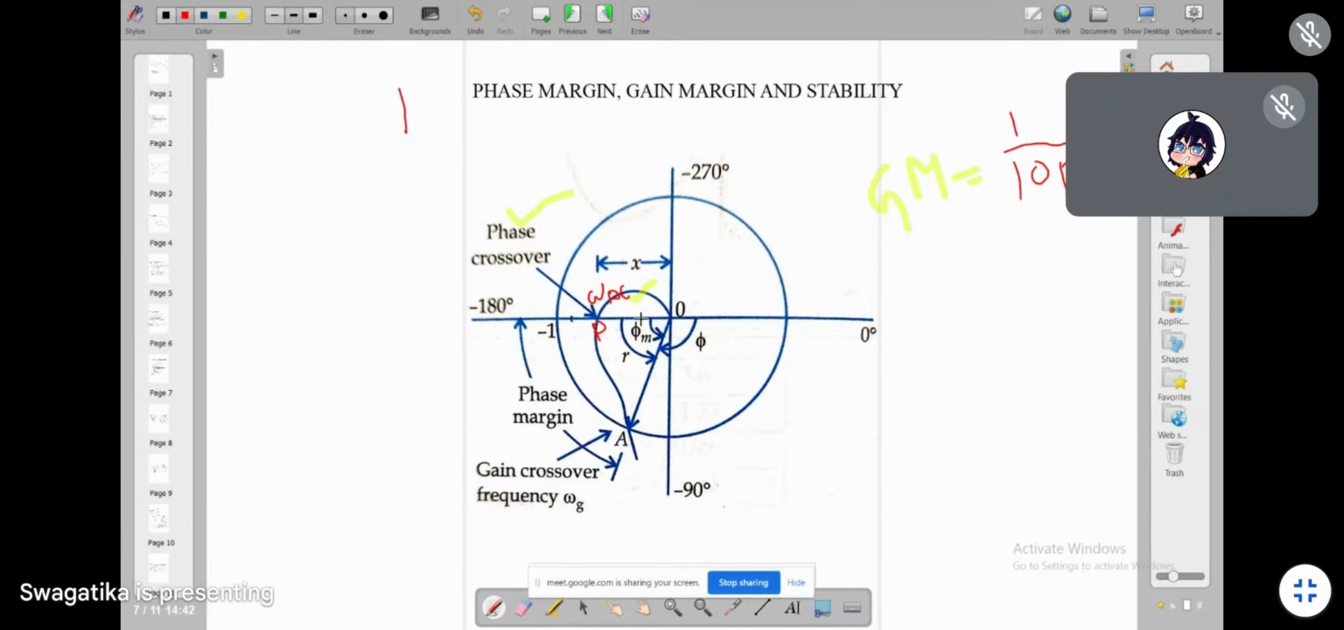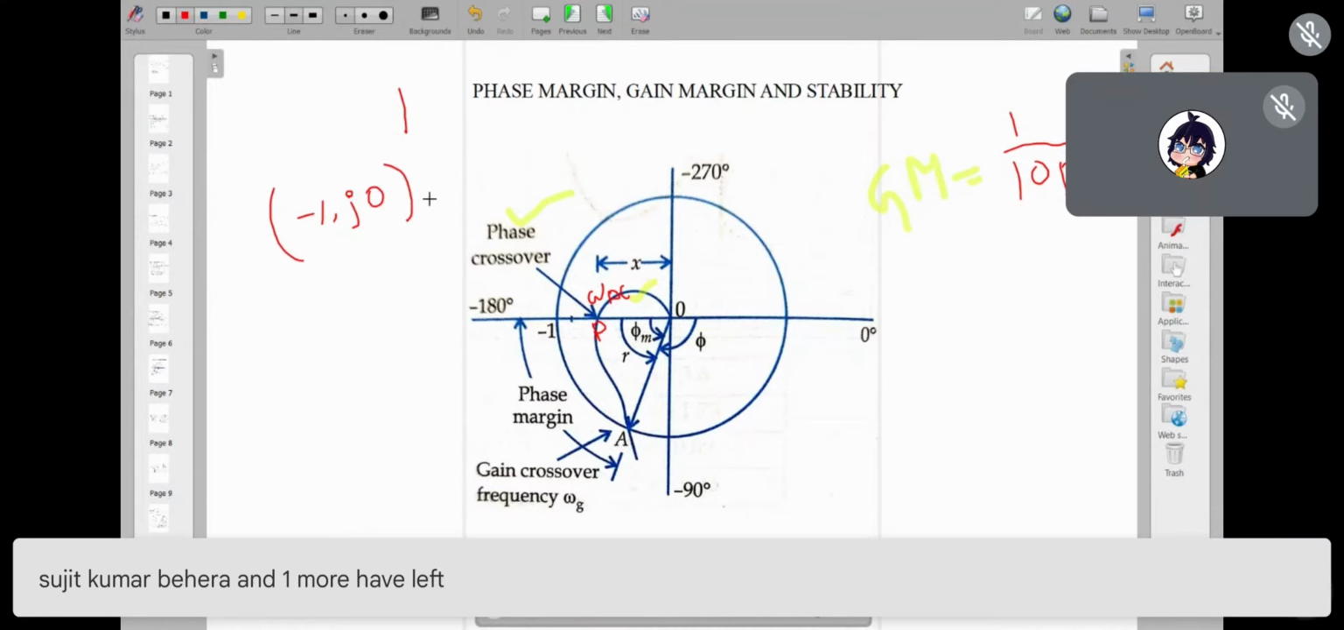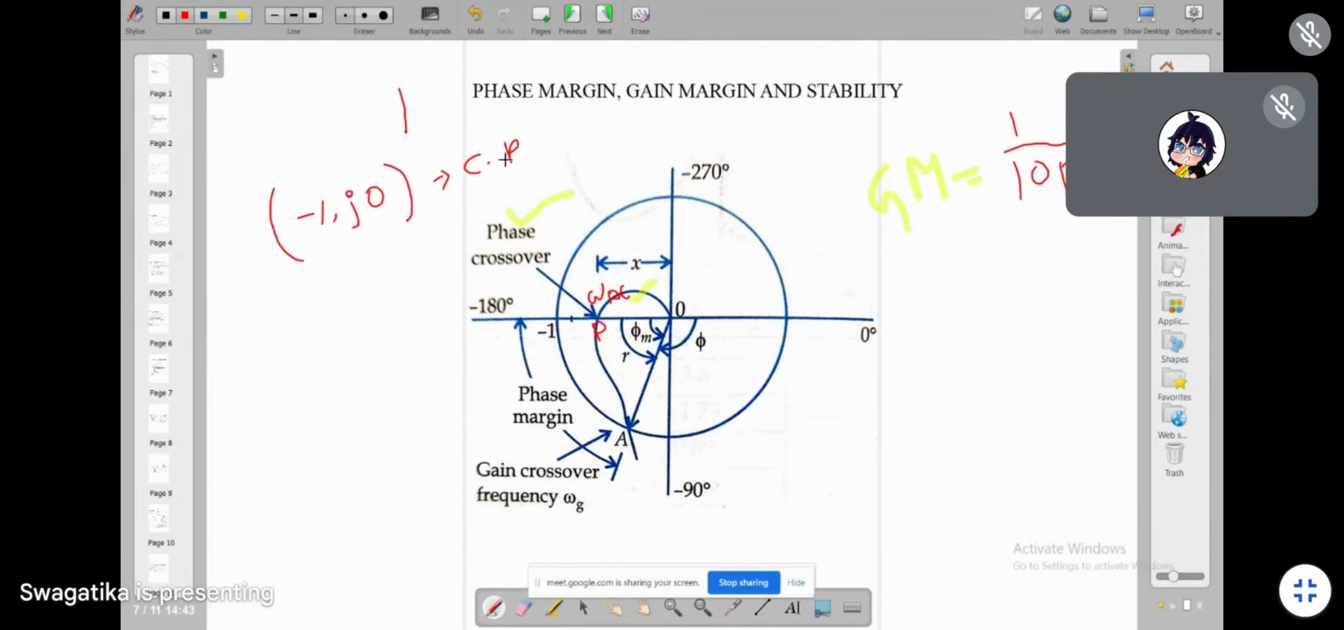Now, see, this is the critical point, that is minus 1 j0. This point, minus 1 j0, is called your critical point. And this circle is called your unit circle. Unit circle means the radius is 1. So taking radius 1, you will draw one unit circle. When the unit circle crosses the polar plot, that is called your gain crossover frequency.